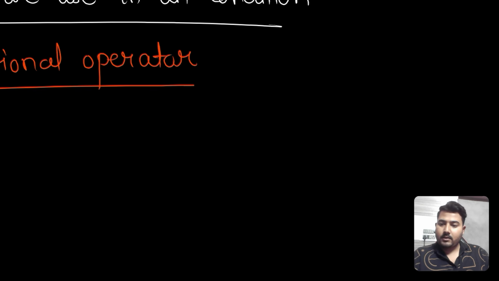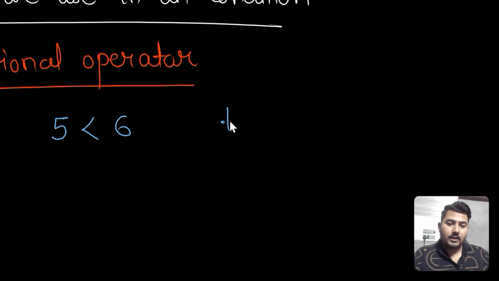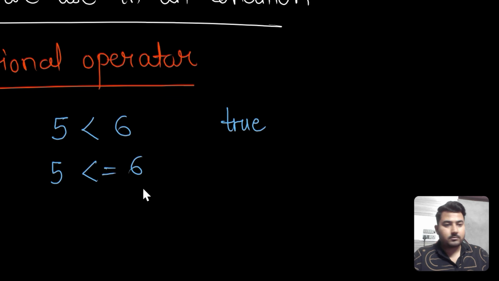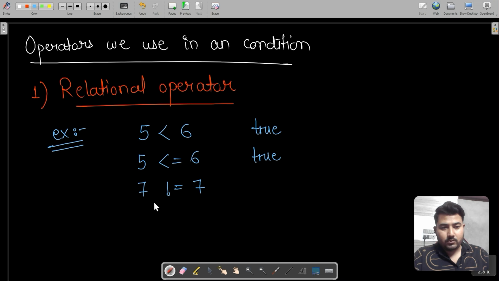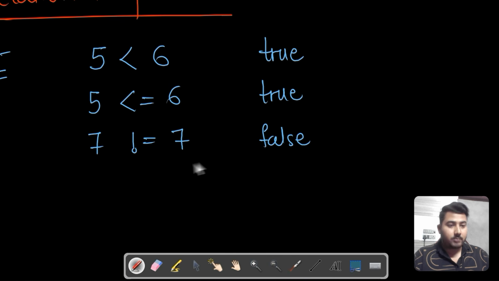When I'm comparing, for example, two numbers, 5 less than 6. If this is my condition, then my answer will simply be true. Very nice. Let's suppose I say 5 less than or equal to 6, then what will happen? Then again it will give us true only. Let's suppose I say 7 not equal to 7. When I'm comparing not equal to, it is going to give us true when both are not equal. So right now it is going to give us false only because those are equal.